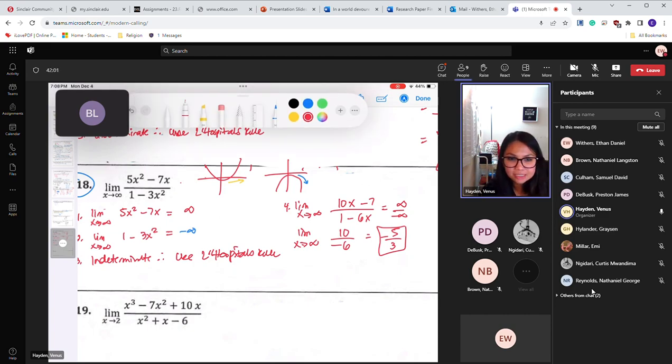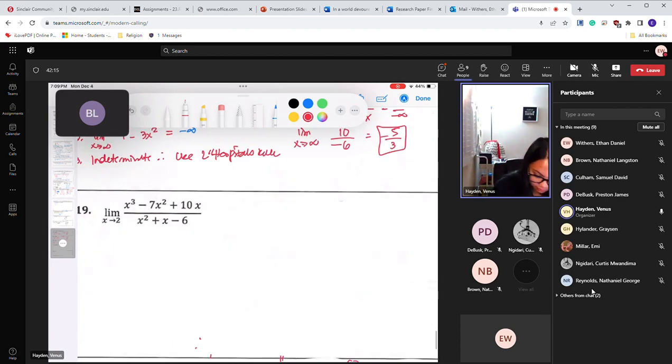Okay. I'm going to skip number 19. It's quite the same thing. You're just plugging in an actual value for your x's, which is 2. And then you keep doing the derivative until it actually gives you a value. Okay. Let's go to number 20, the last part.